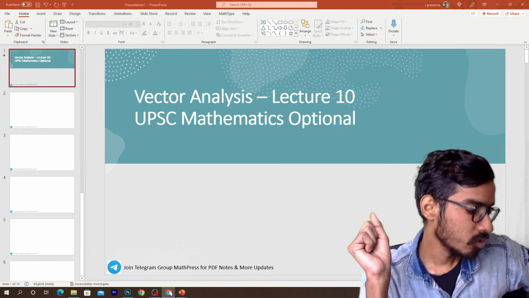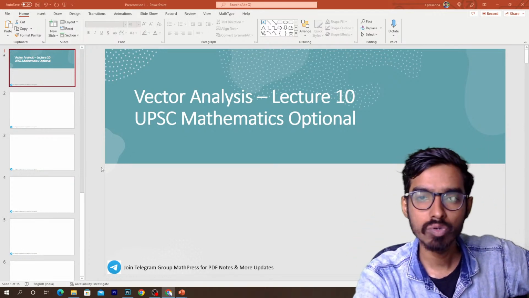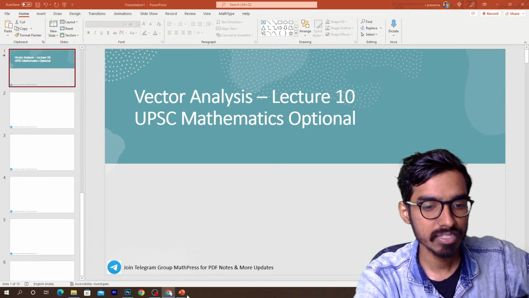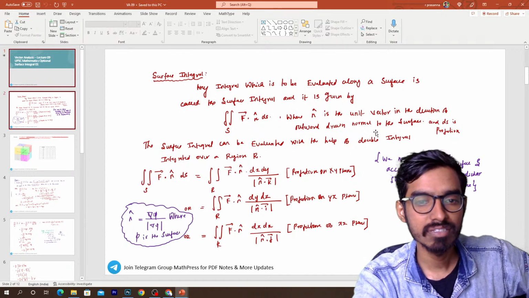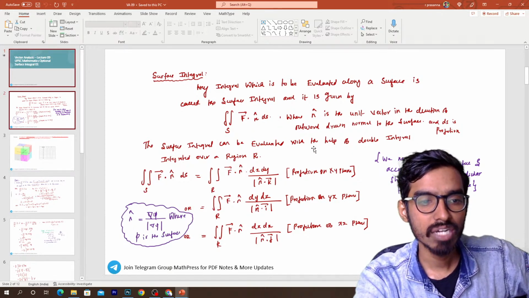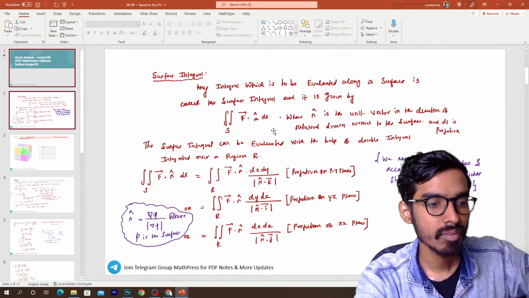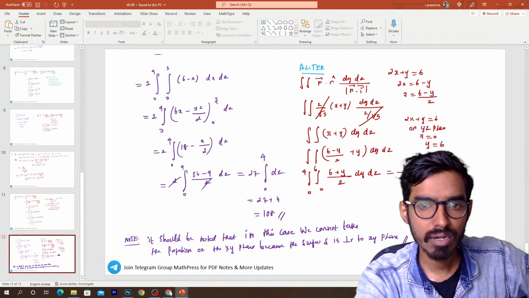If you haven't watched the previous class on surface integral, go through that, because this is the continuation of the previous class. We will just recall what we did in the previous class. These are the previous class notes. We defined what a surface integral is. Last class, the last problem we solved.